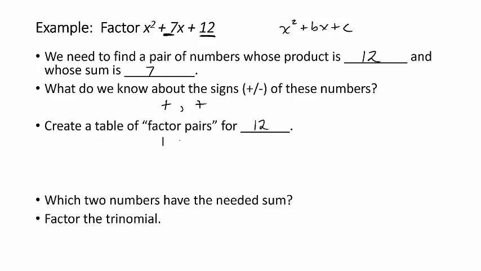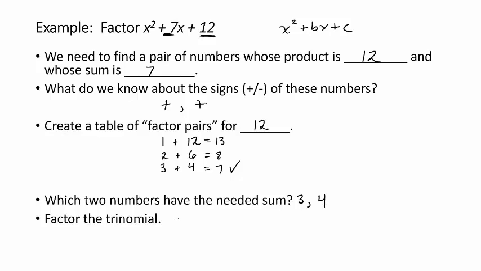I just start with 1, so there's 1 and 12 for sure. There's 2 and 6. There's 3 and 4. And then we start repeating, like 4 times 3, 6 times 2. We've got all the pairs at this point. If we add these together, which two have the needed sum? 1 and 12 is 13, 2 and 6 is 8, 3 and 4 is 7. Aha, that's the one. So 3 and 4 are the numbers that we need.